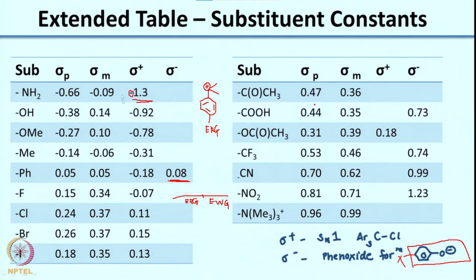Now talking about the carboxylic acid, acetate and carbonates here, we will see that sigma minus increases. That means the electron withdrawing effect increases, which increases the stability of the phenoxide ion, the negative charge at the alpha position of phenol, correct? So this is the relation, the relation of sigma plus and sigma minus values with electron rich and electron withdrawing groups.